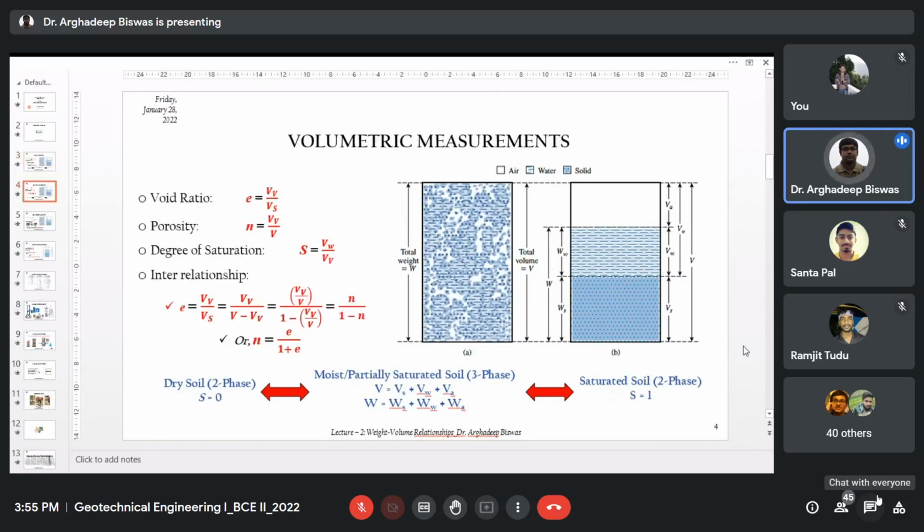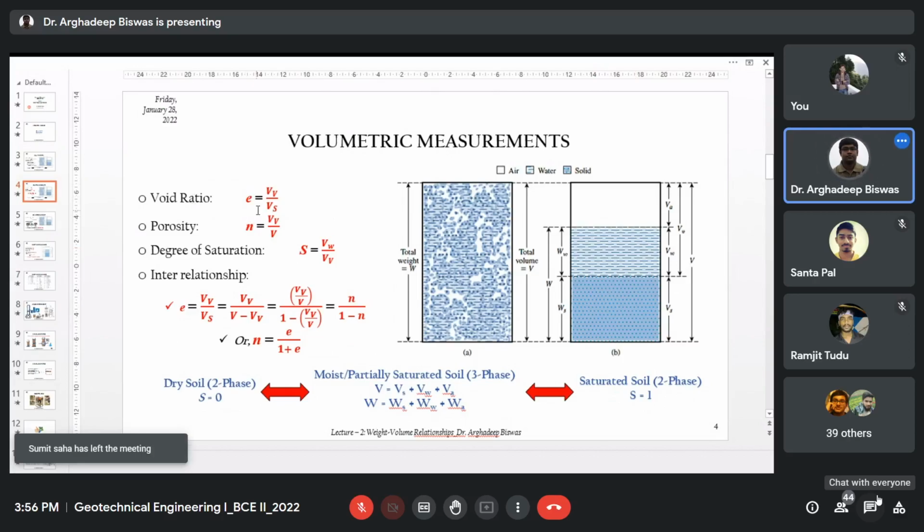Okay, moving to the next one. We have some volumetric measurements and some gravimetric measurements. The basic volumetric measurements are void ratio, porosity, and degree of saturation. I am coming to that part gradually. We have seen the three-phase system, which can go either to the left side, the dry soil two-phase system, or to the right side, the saturated soil, again a two-phase system. The phase diagram remains the same as in the previous slide.